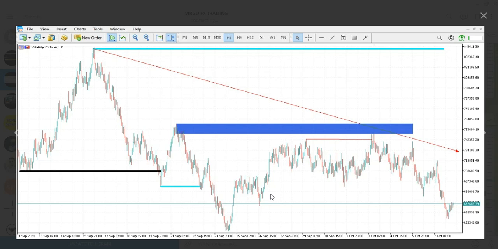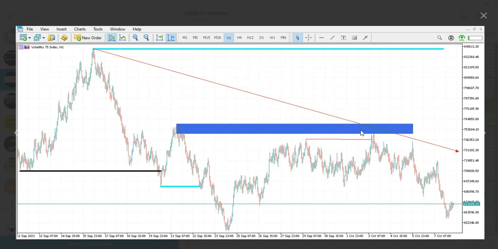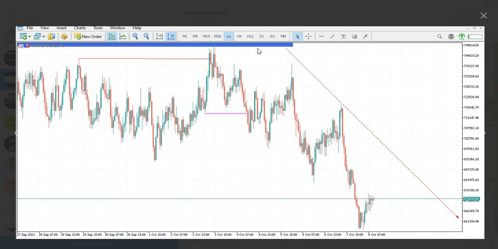But let's look at all this in a bigger picture. Not this color, it's blue. Okay, so that blue color is this color here. So look at how price came to this order block. It came only with a wick here, only with a wick, and then it pushed down.